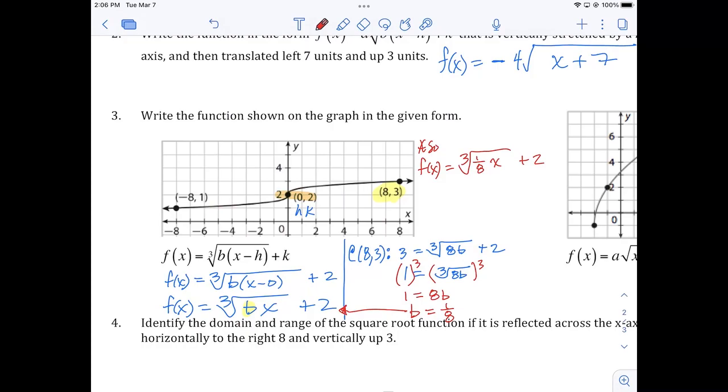Now, why did I choose the point 8, 3? Would it have worked if I had chosen negative 8, 1? It would have. It's just a matter of preference at that point, which one you want to use, which one you want to ignore.